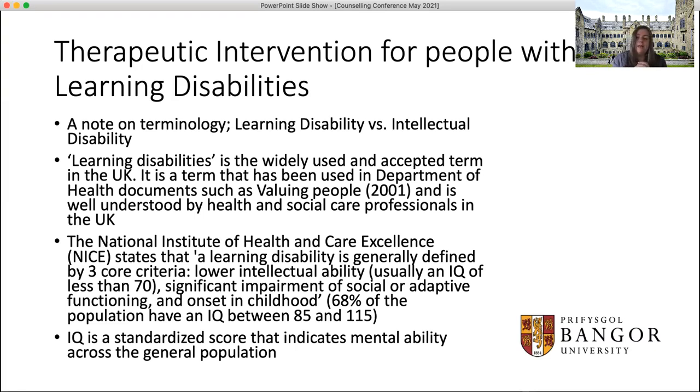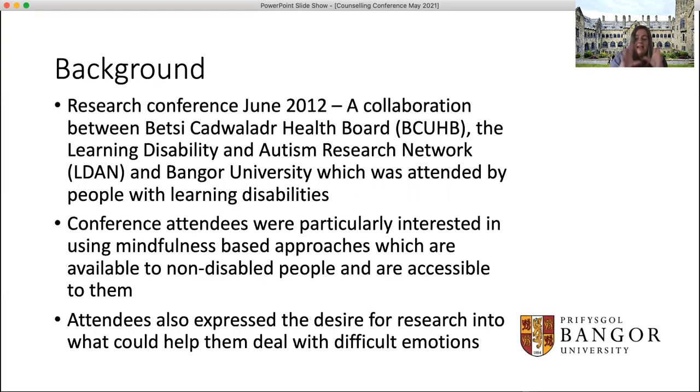The second aspect of diagnosis is impairments in social or adaptive functioning. So from a social perspective, it's things like putting yourself in another's position, being able to see things from another point of view. Adaptive function is things like filling in forms, managing money, being able to map out a bus route. It's the things that help us live our lives. And the third important part of diagnosis is that these difficulties have been present since childhood. Okay, so we have a fair idea of what a learning disability is.